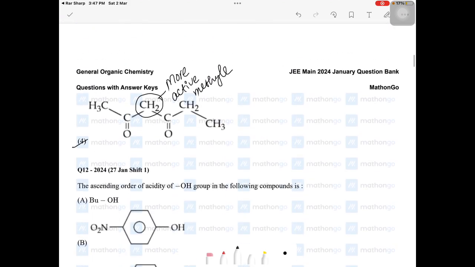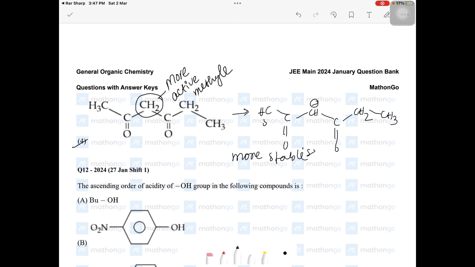Why? Because when you remove the hydrogen from the active methylene group, it is converted to CH minus, C double bond O, CH2 CH3. It is more stabilized by resonance compared with others.